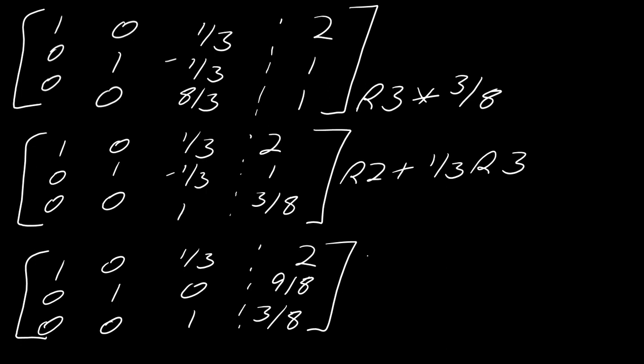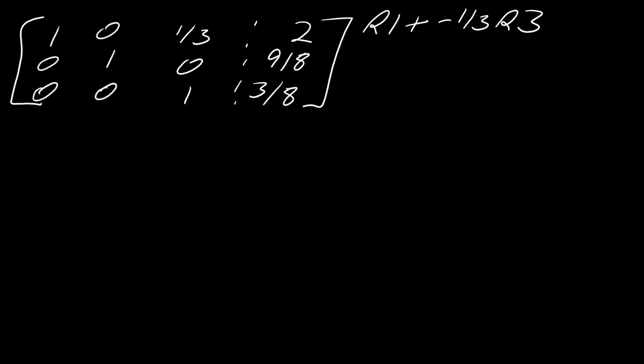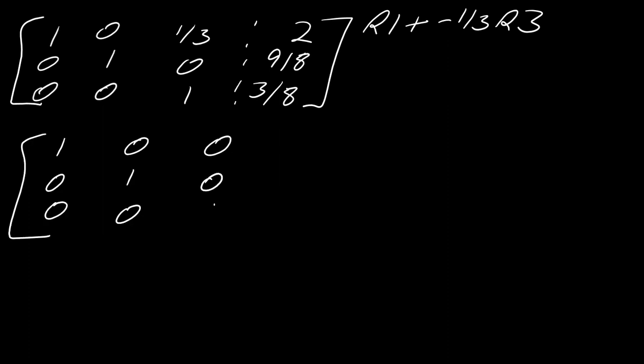And now finally I need to take row 1 plus -1/3 row 3. So I need to add -1/3 to this. So I got to use this row to do that. So I'll clear some space. All right. So I've got 1, 0, 0, 0, 1, 0. This is now 0, 0, 1. And then this becomes 15/8.